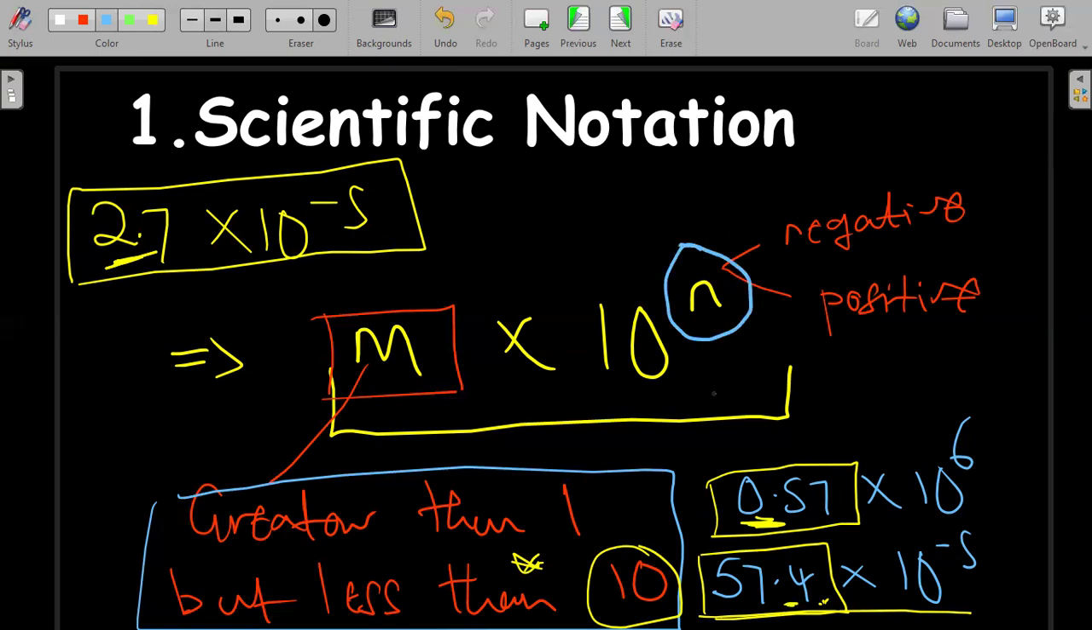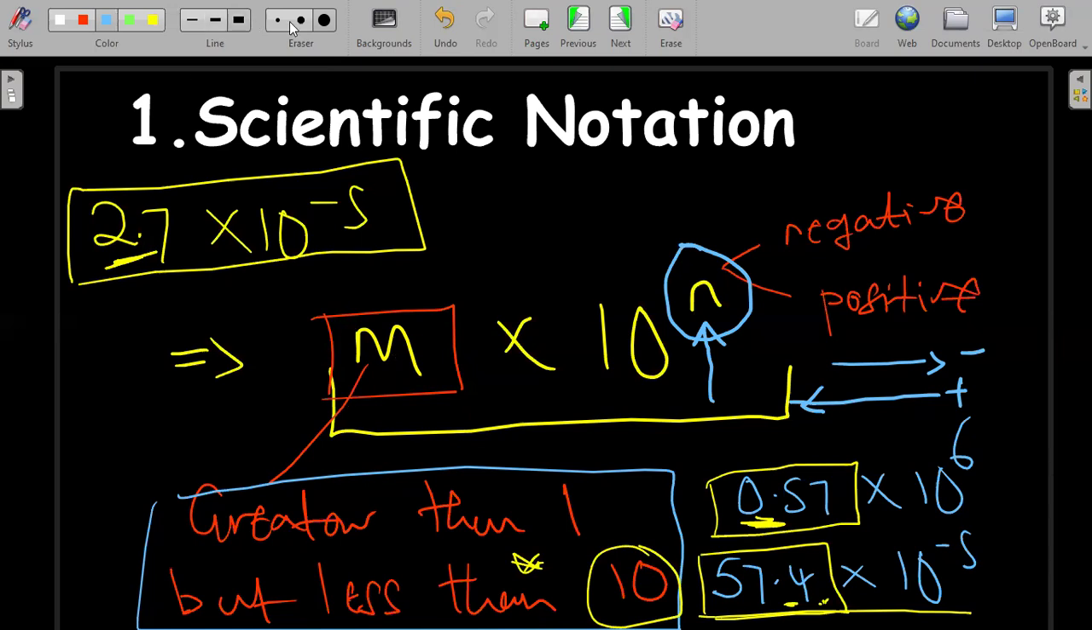We get the value of this n by moving the decimal place either to the right or to the left. When you move your decimal place to the right, the power you are going to have will be a negative power. If you move your decimal place to the left, the power is going to be positive. So they are opposite. If you're going to the right, the power will be negative. If you're going to the left, the power will be positive. Those are the two rules that we are going to be using.